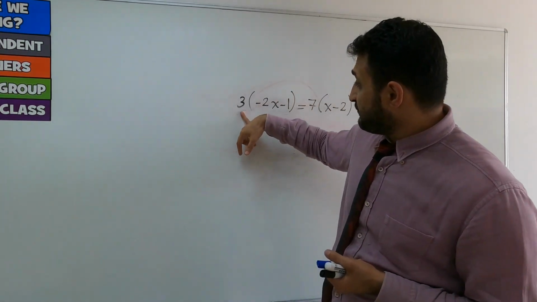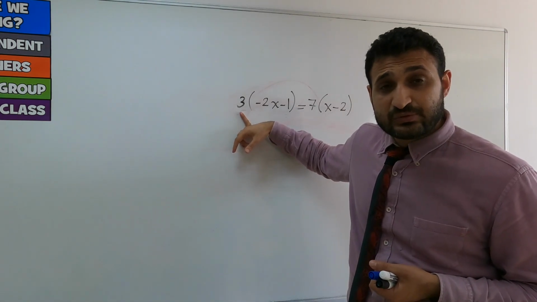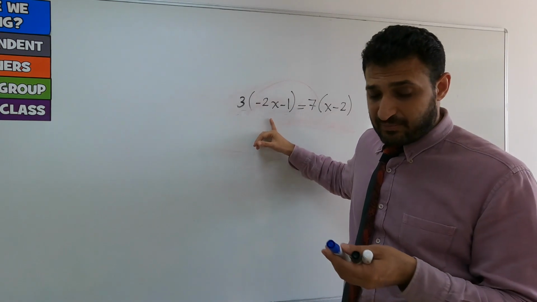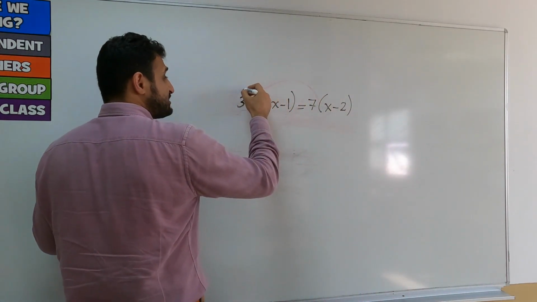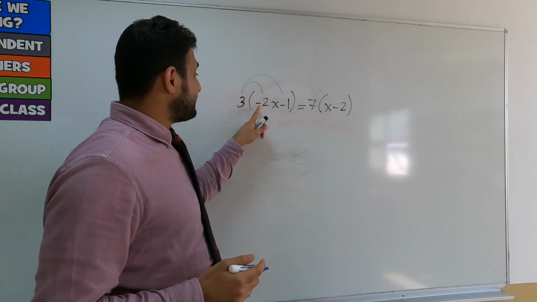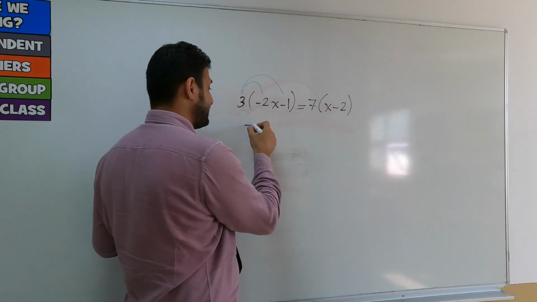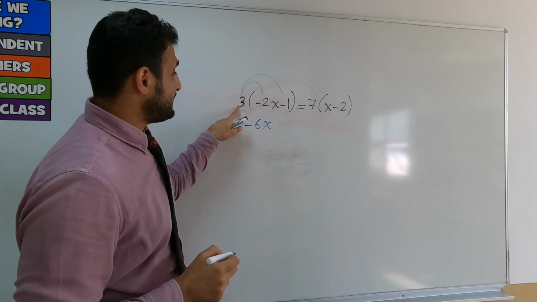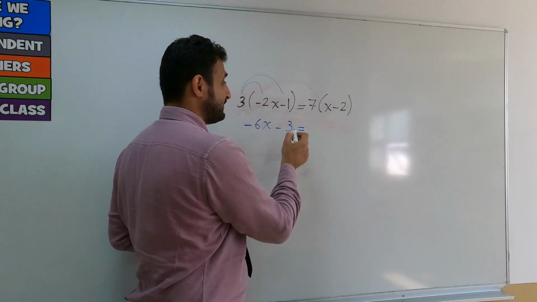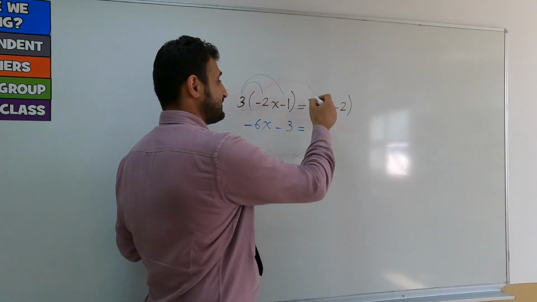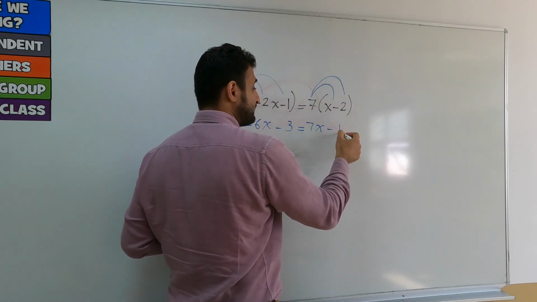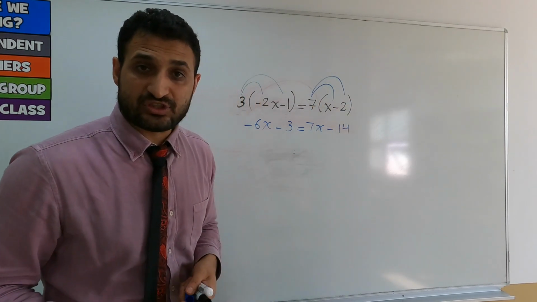Since there is a number before the bracket, you need to multiply the number 3 by all inside the bracket, which is the distributive property. You need to distribute it. Like 3 times negative 2x, negative 6x. 3 times negative 1, negative 3. Now 7 times x, 7x. 7 times negative 2, negative 14. And now you can continue as before.